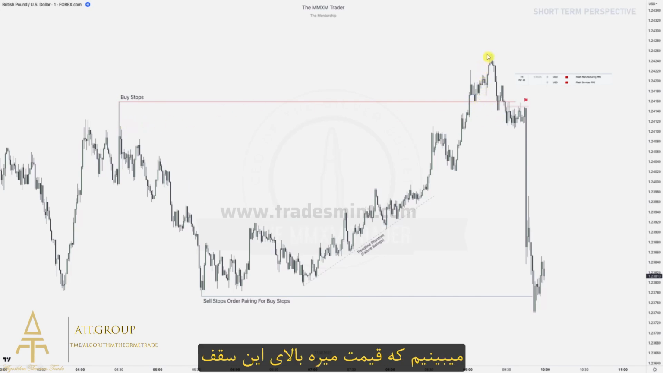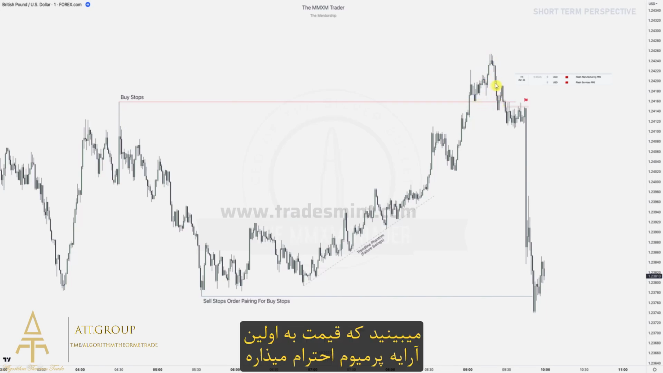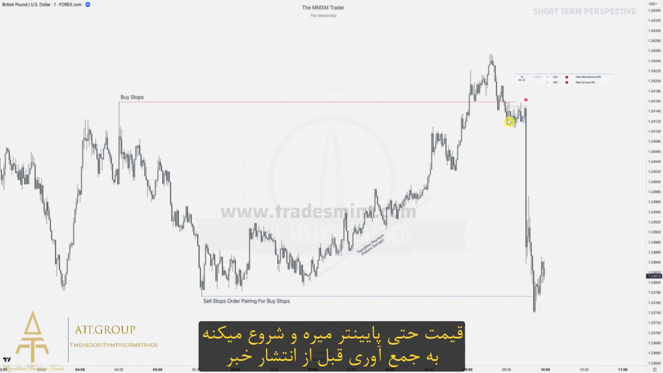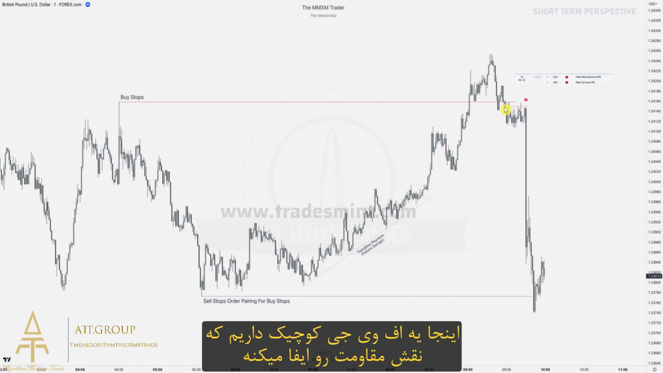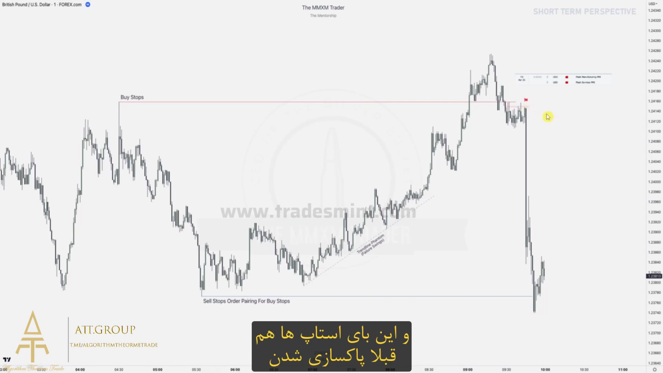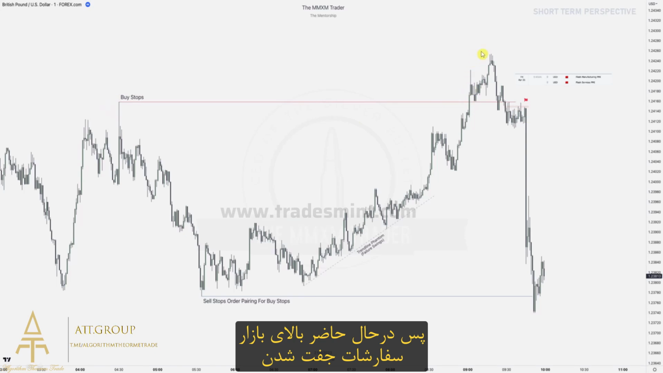We can see price action goes up above it, and then we're breaking structure down here, and you can see this first premium array is being respected, right? We have this breaker and then this fair value gap here. Price breaks down even further and then starts to accumulate before that news release. So we've got PMI right at 9:45. You can see this little fair value gap here offering resistance for price, and again we already ran those buy stops, right? So order pairing happened already above market price.